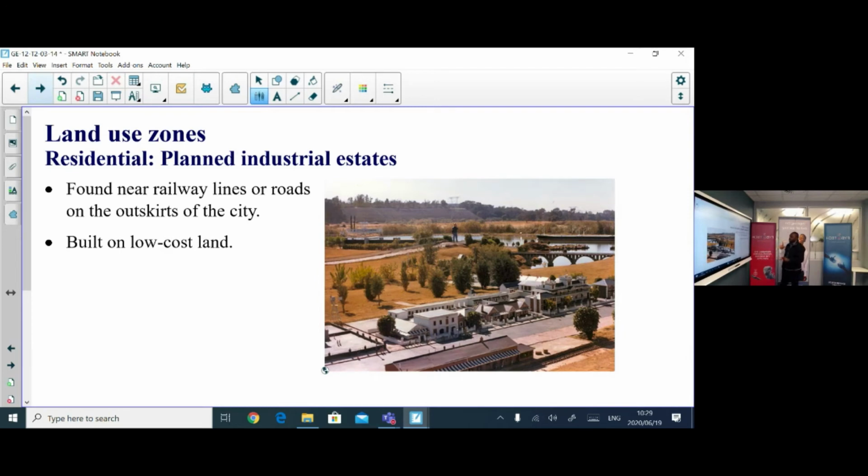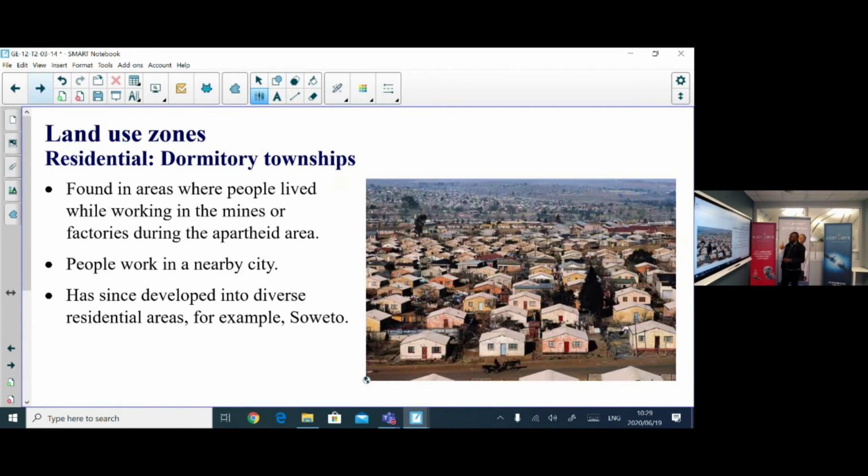Land use zones. Let's look at planned industrial estates, found near railway lines or roads on the outskirts of the city, built on low-cost land. Dormitory townships are found in areas where people lived while working in the mines or factories during the apartheid era. People work in a nearby city, and it has since developed into diverse residential areas, for example, Soweto.